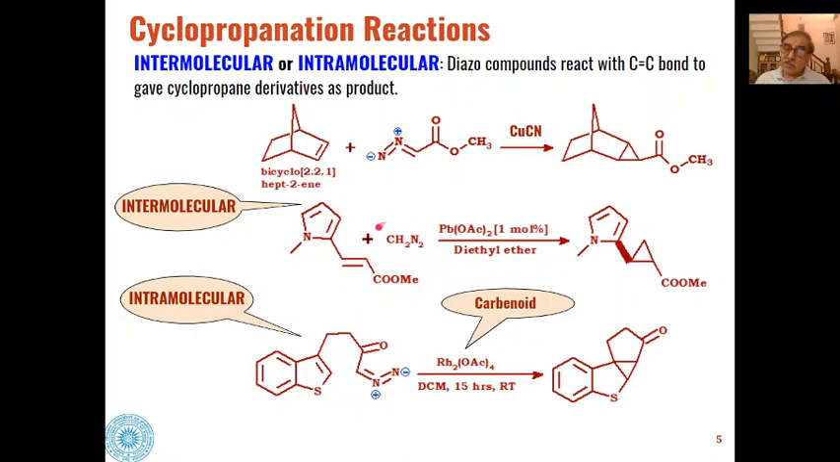If we react this with diazomethane in the presence of lead acetate, this will give us a carbenoid where this CH2 will add to this carbon-carbon double bond, and this type of cyclopropyl derivative will be formed as the product. Again, two molecules are involved where the reaction is taking place, hence this is also an example of an intermolecular cyclopropanation reaction.